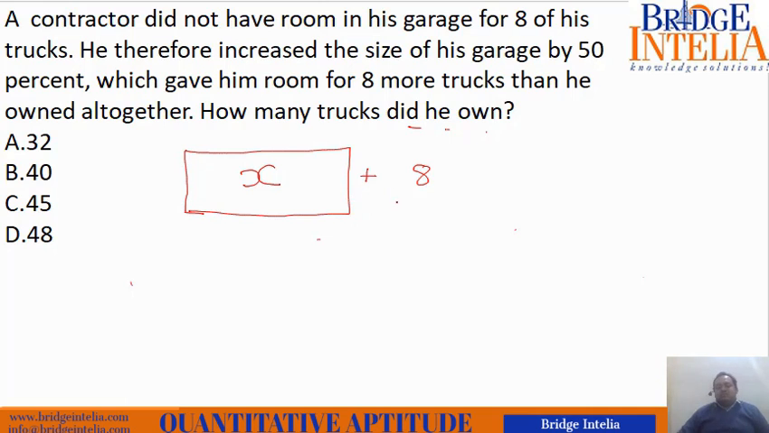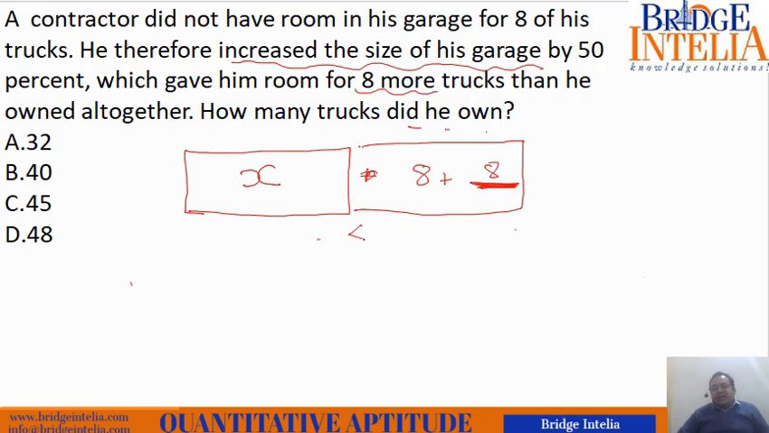So what did he do? He couldn't keep his trucks outside, so he extends this garage. He increases the size of the garage. The size becomes so much, which gave him room for 8 more trucks than he owned altogether. That means he made it so big that, forget about accommodating these 8 trucks, after accommodating these 8 trucks, still enough space was left for 8 more trucks.